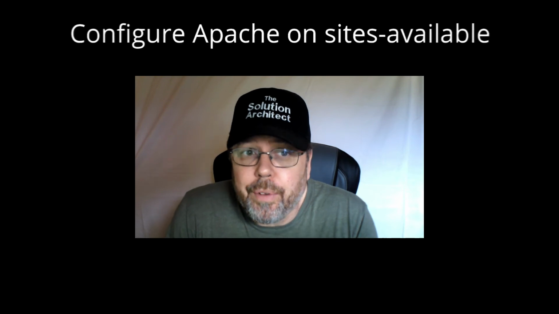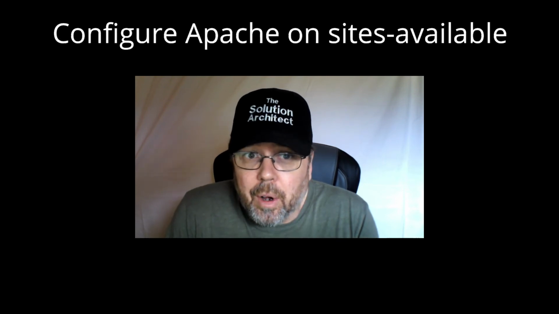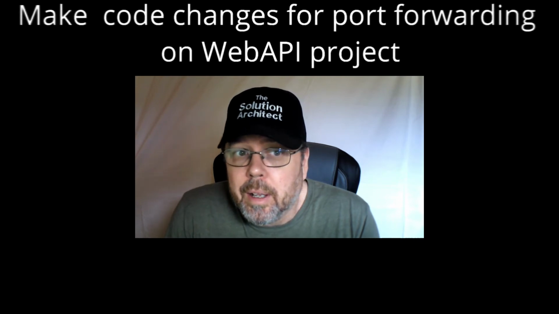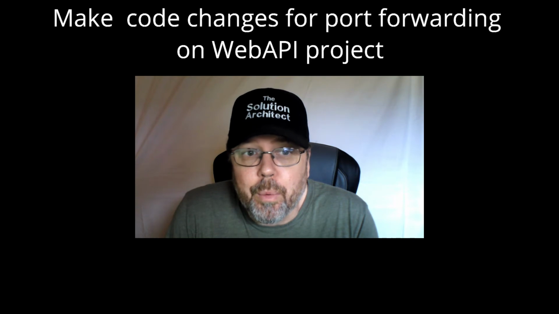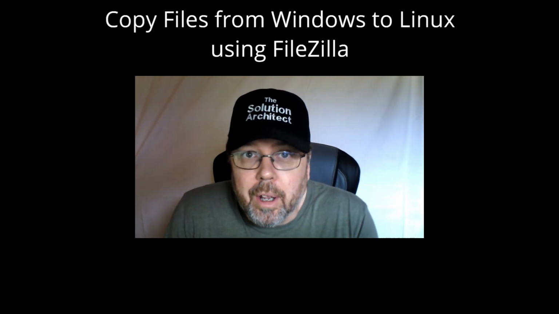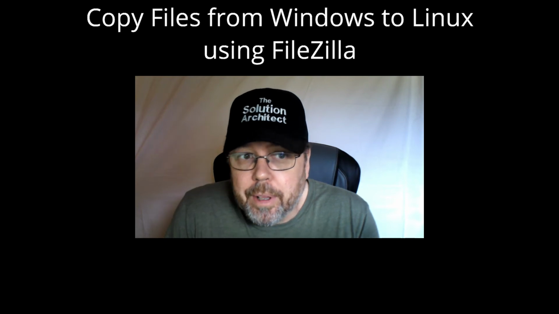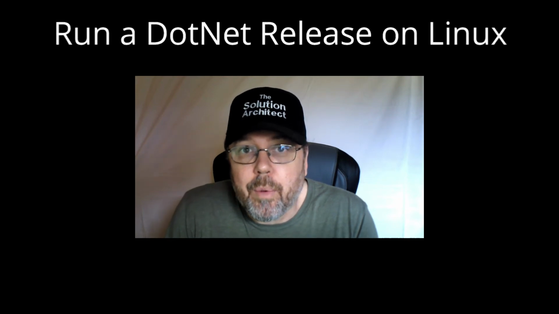Then we're going to configure Apache on the sites available for our web application or web API. Then we're going to make some code changes inside the code before we copy that code to Linux. And then we copy the code. I'm using FileZilla to copy the code from my Windows machine to the Linux Ubuntu virtual machine. And then we're going to run a release on the Linux Ubuntu machine.